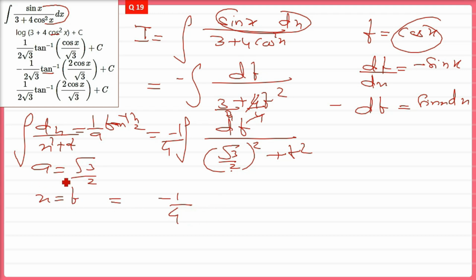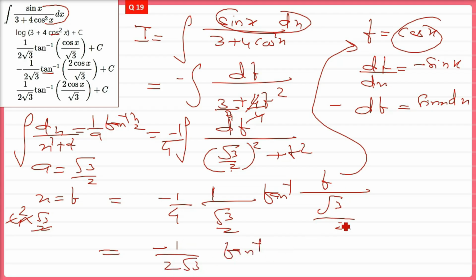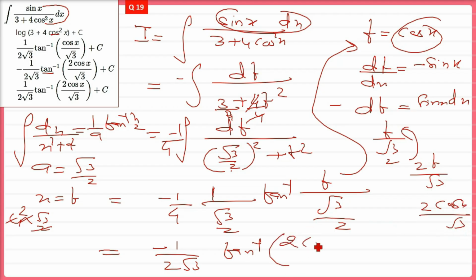So negative 1 by 4 is still there. I am applying the formula now, 1 by a, which is 1 by root 3 by 2, and tan inverse x by a, that is t by root 3 by 2. So let me write this, t by root 3 by 2. t was taken as cos x, so I'll just replace this t by cos x in the next term, and I'll simplify this also. 4 divided by root 3 by 2 is what? 2 root 3. So negative 1 by root 3 will come as the coefficient, which is multiplied by tan inverse. What is t by root 3 by 2? 2 goes up, so it is 2t by root 3. t we have taken as cos x, so it will be 2 cos x by root 3. So let me write here 2 cos x by root 3, bracket close, plus a constant of integration.